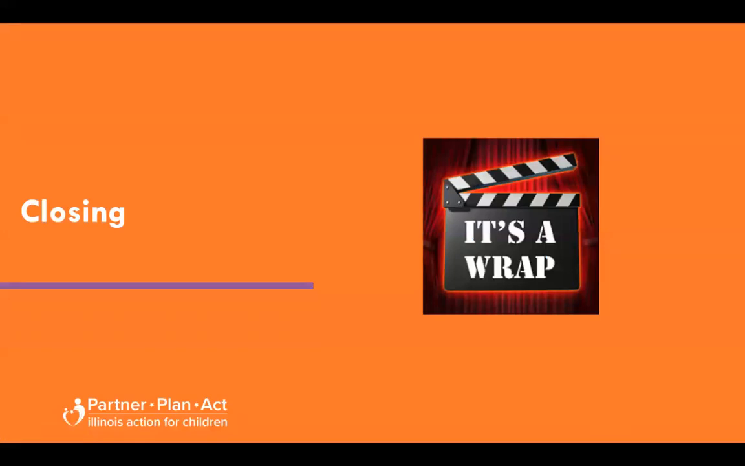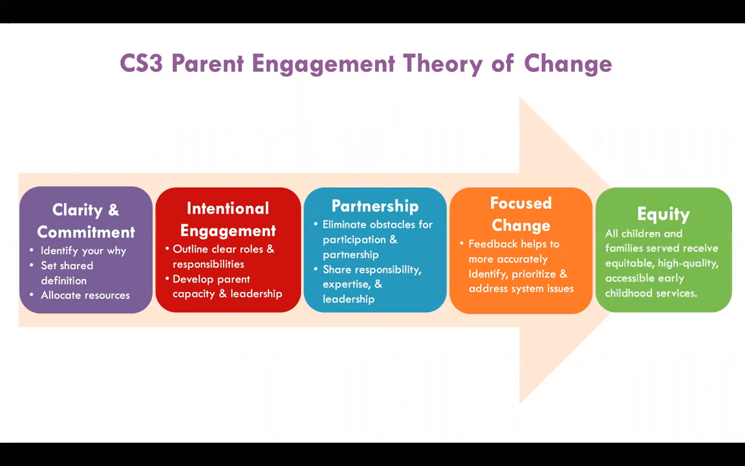So we've reached the end of our training, but we just want to do a review of what we learned today. So today we walked you through how you can move throughout the parent engagement framework using the parent engagement theory of change by providing clarity and commitment, intentional engagement, partnership, focused change, with the ultimate goal of achieving equity where all children and families served receive equitable, high quality, accessible early childhood services.